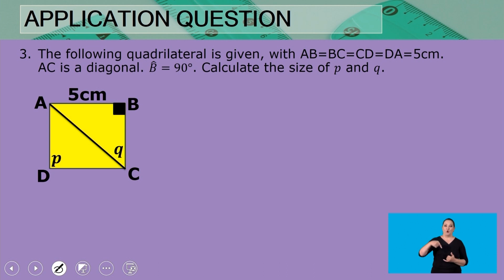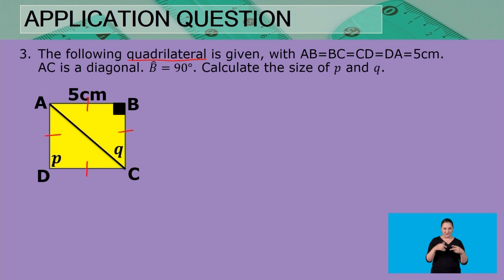So the following quadrilateral is given with AB equals BC equals CD equals DA, and that is equal to 5 centimeters. So basically, we are told that all of the sides are equal. And remember, we are just told that it's a quadrilateral, but we do not know what quadrilateral it is. Based on the properties, because all of the sides are equal, it could either be a square or a rhombus. Let's look at more information.